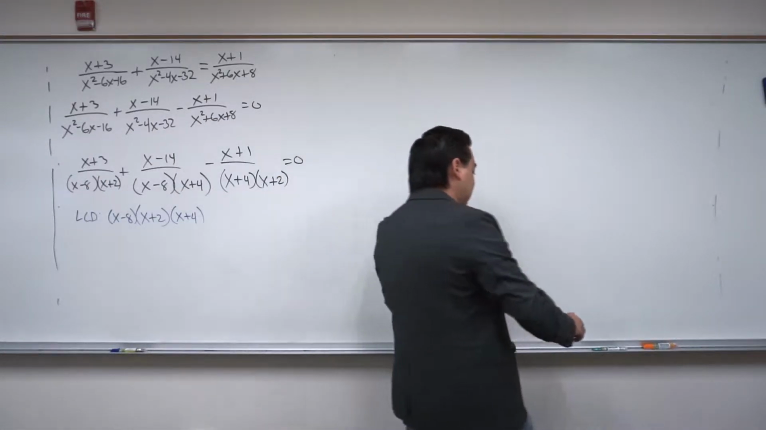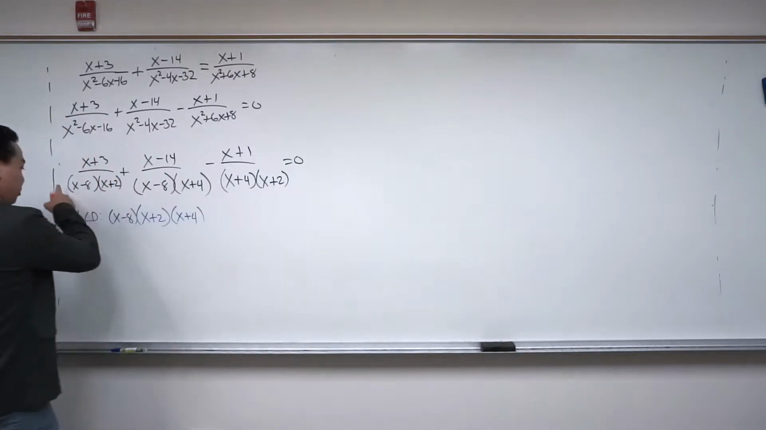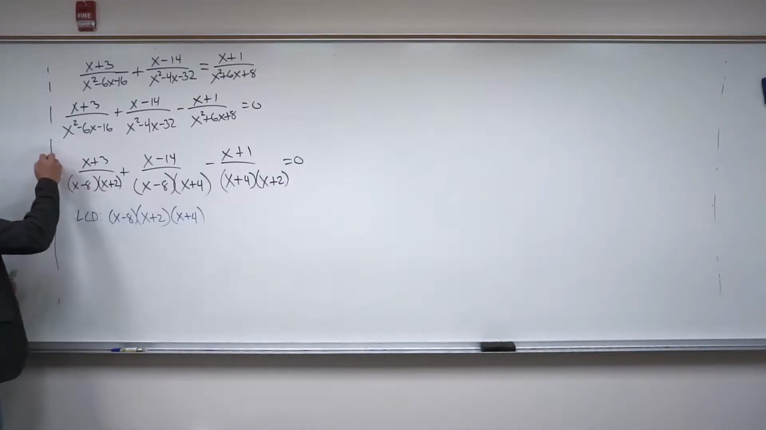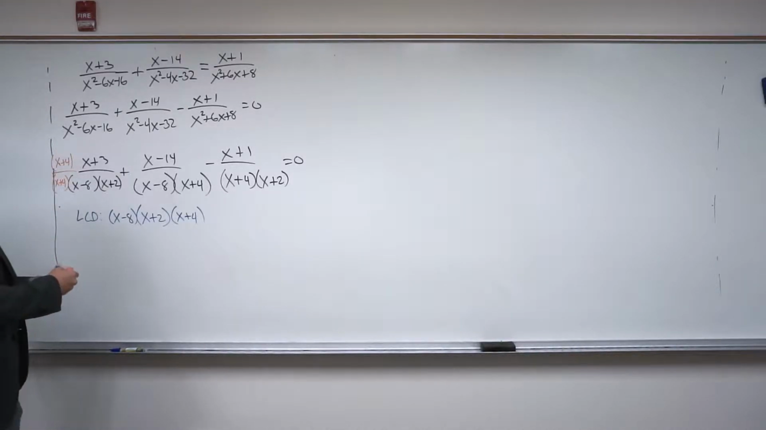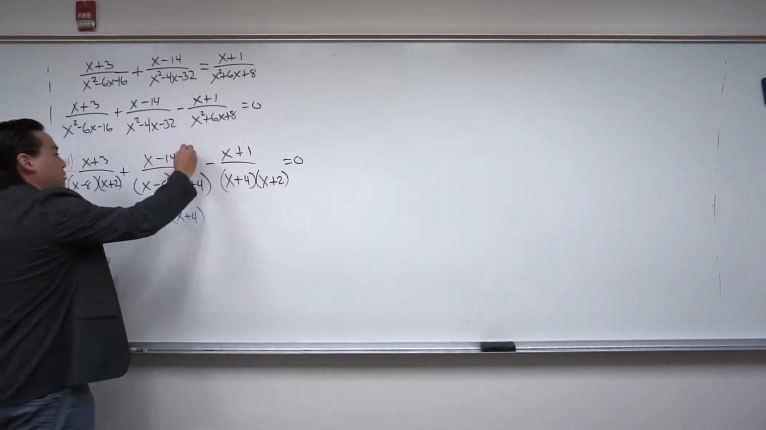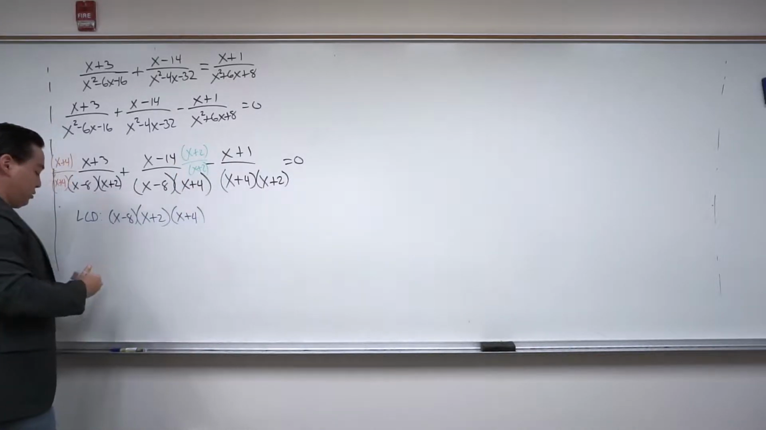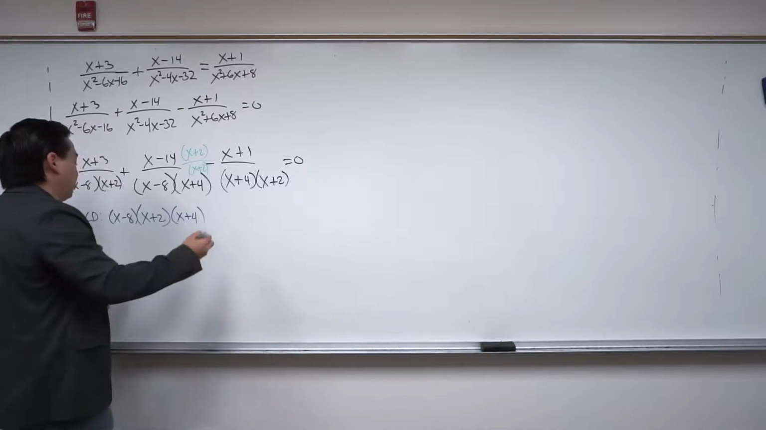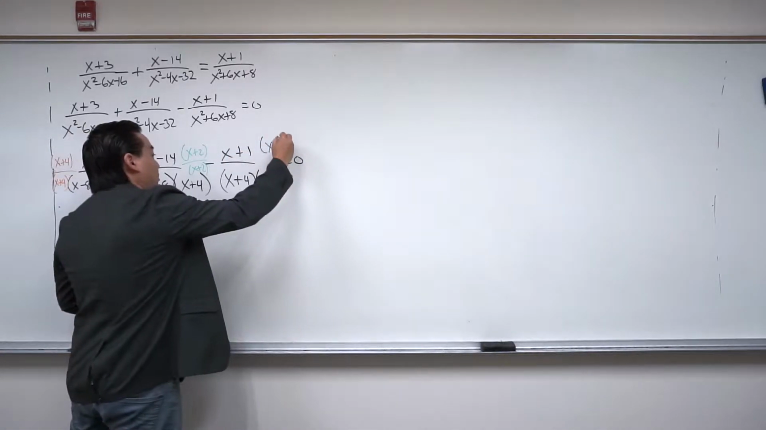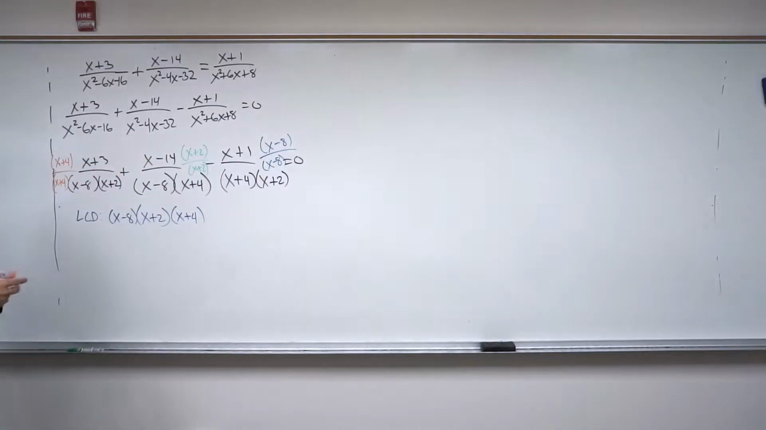So let's go ahead and see what each of them are missing. This first one over here is missing an x plus 4. So I need to multiply the top and the bottom by x plus 4. This one over here is missing an x plus 2. So I'm going to multiply the top and bottom by x plus 2. And then the last one is missing the x minus 8. So let's go ahead and write that all out.